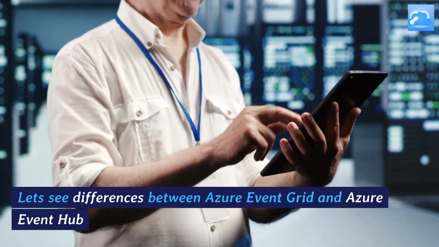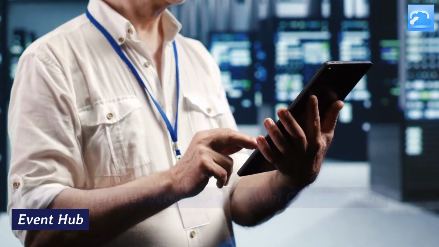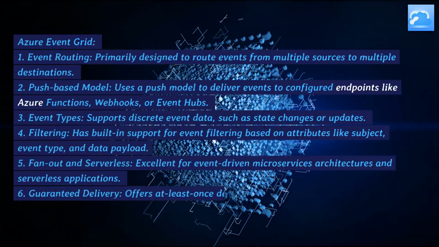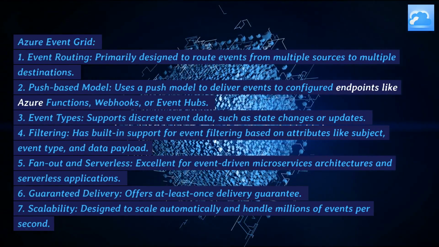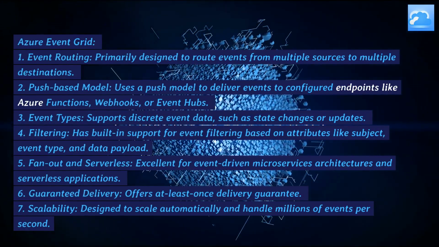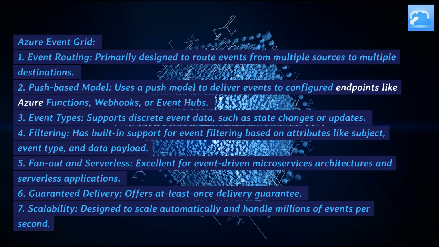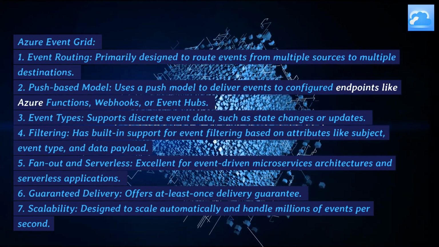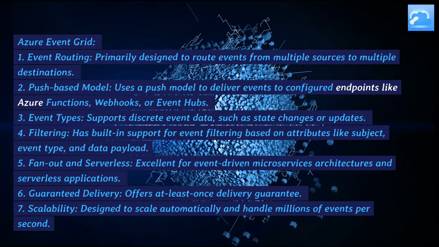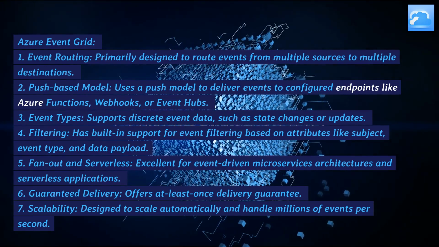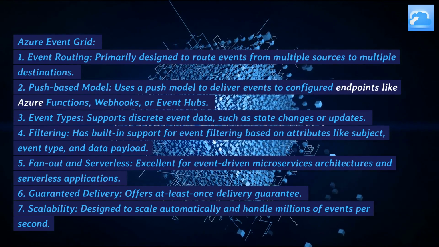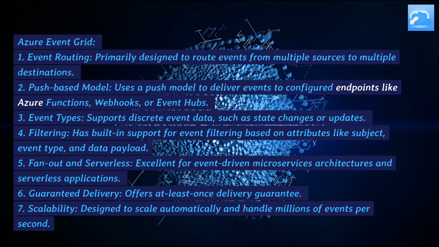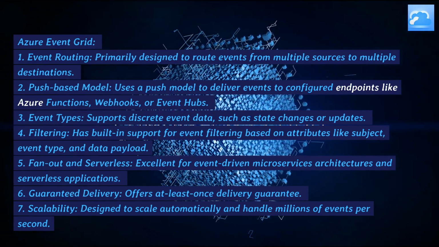Let's see differences between Azure Event Grid and Azure Event Hub. Azure Event Grid. 1. Event routing, primarily designed to route events from multiple sources to multiple destinations. 2. Push-based model, uses a push model to deliver events to configured endpoints like Azure Functions, webhooks, or event hubs. 3. Event types, supports discrete event data, such as state changes or updates.